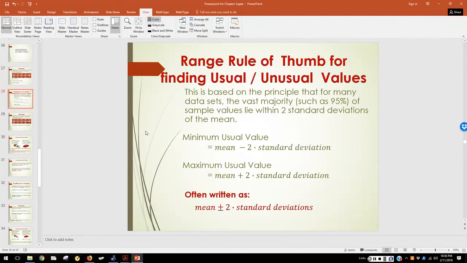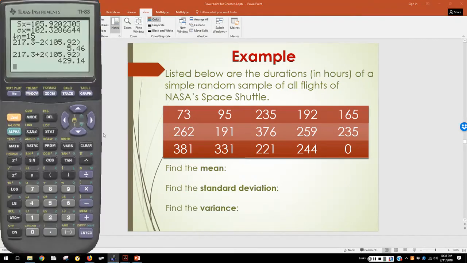So if we went back to the data, we notice that none of the flight times is more than 429.14 hours. But there is a flight time that is less than 5.46 hours. And that means that that flight time is unusual because it would occur less than 5% of the time. Because 95% of the data values should have been between 5.46 and 429.14.